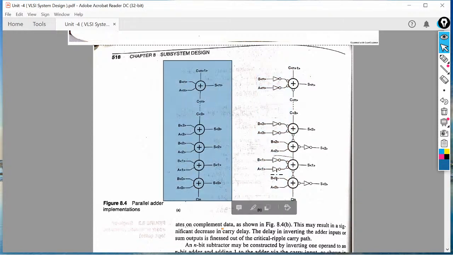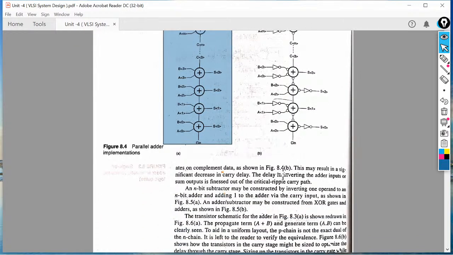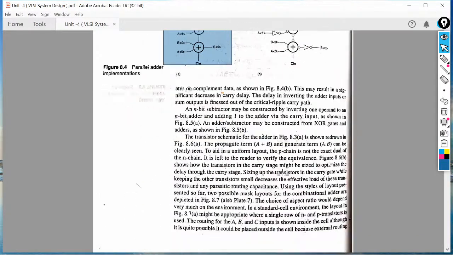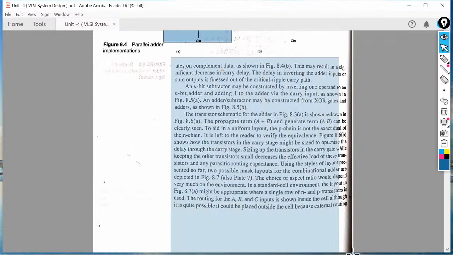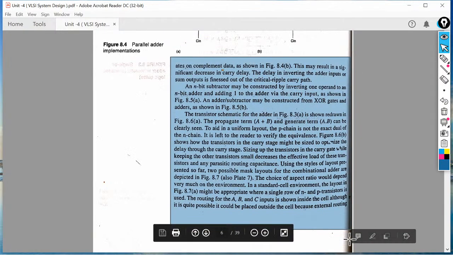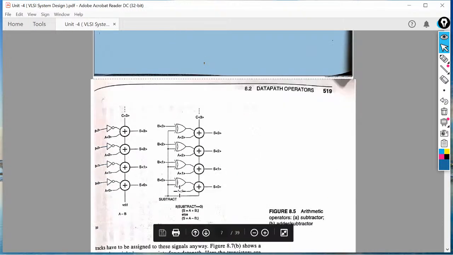So according to the requirement, the designer will design the circuitry. All of this is mentioned in the theoretical part.